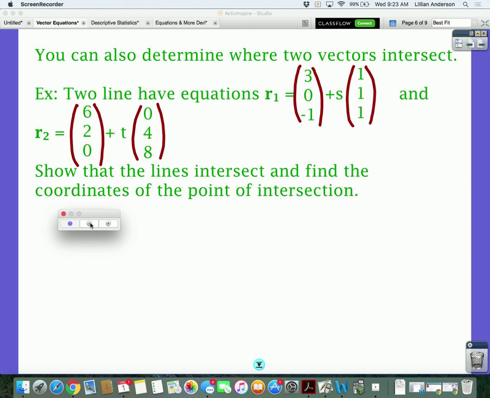So, not only can you write vector equations and show that they're perpendicular, you can also figure out where two lines intersect. So you have two lines with these two equations, and we need to show that the lines intersect, and find the coordinates of exactly where they intersect, okay? Basically, you're looking for that point.